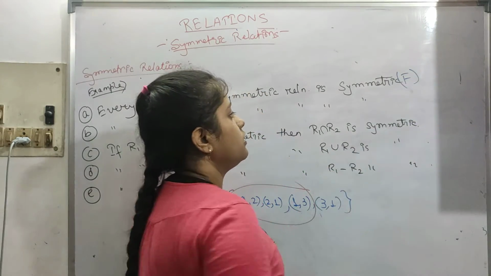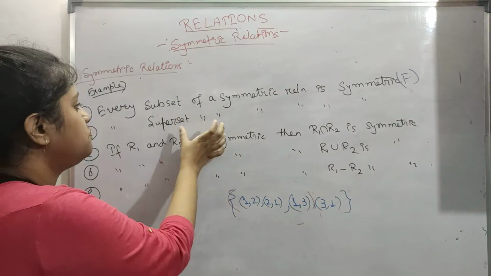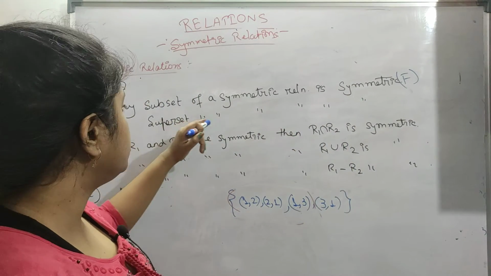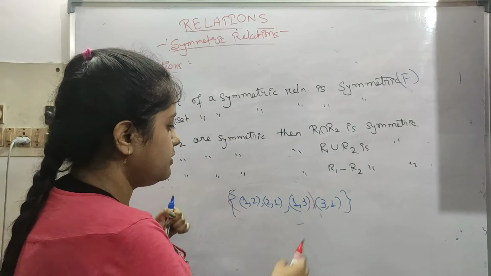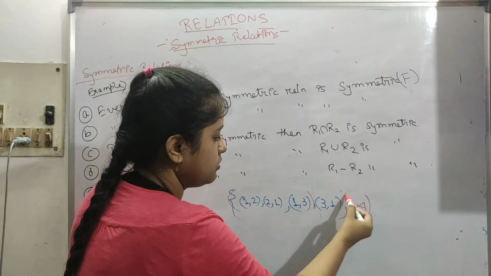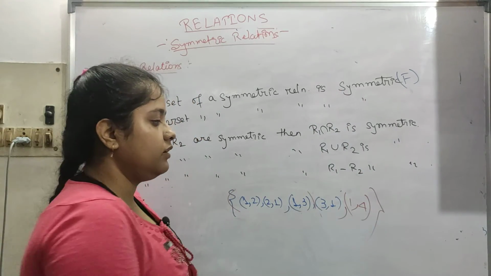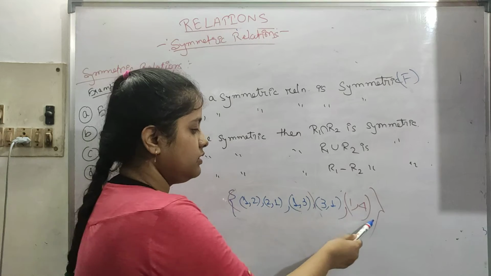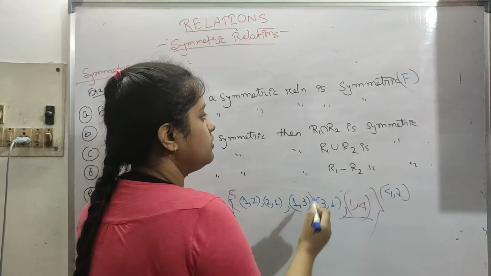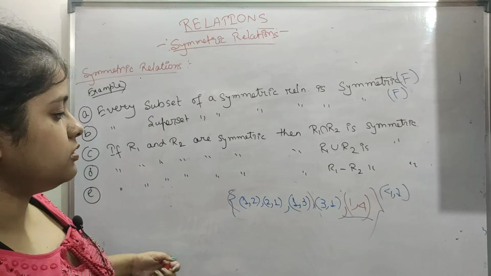Okay, so now next is superset. Every superset of a symmetric relation is symmetric. Suppose this is our set given, and we add, let's say, 1 4. If we add to make a superset, it means we are adding something. We have added it here, and this is not symmetric, because if it is added, then we have to put 4 1, which is not present. So this is not true. So this is false. Subset and superset are giving you false.